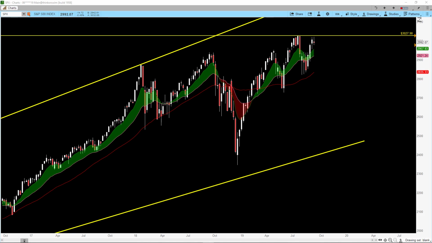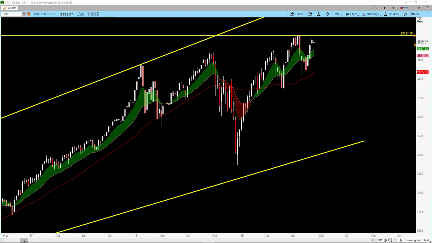In this video, we're going to take a look at the cash index for the S&P 500, the Nasdaq 100, and also the E-mini future for the S&P 500, the ES, and the Nasdaq 100 NQ. Then we're going to take a look at the ETF, the SPY, and the QQQ. And then near the end of the video, we're going to take a look at oil and gold.